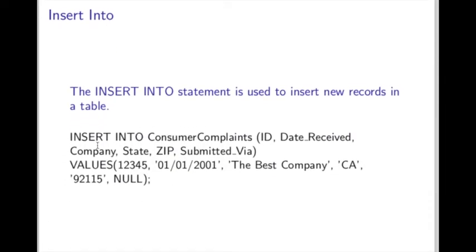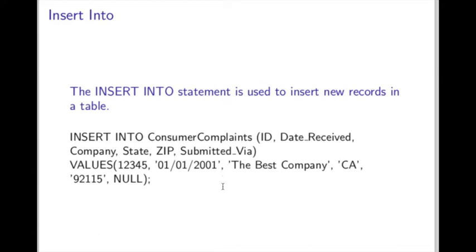The next thing we want to do to our table is we want to add an additional row into the table. We want to add a new complaint basically. So we want to add there the ID, the complaint ID, the date that we sent it in, the company, the state, the zip code, and how it was submitted. So this is just kind of our little example.